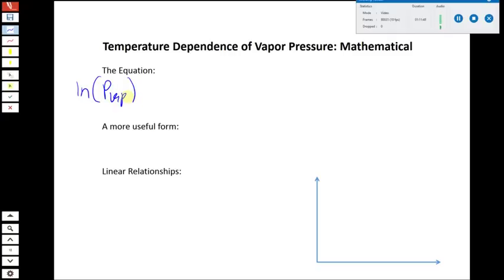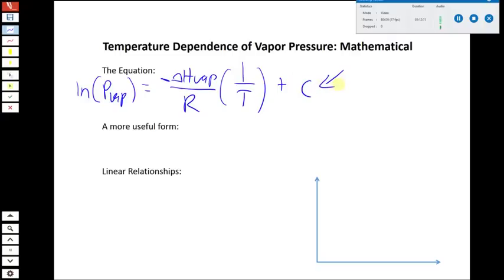But anyway, the natural log of the vapor pressure is equal to the negative of the enthalpy of vaporization divided by the universal gas constant R times 1 over the temperature. So it's not a simple linear increase. Vapor pressure is not linearly dependent on temperature. It's this sort of logarithmic relationship that we're showing here, plus a constant. This constant C depends on the identity of the substance, so it's different for every substance.